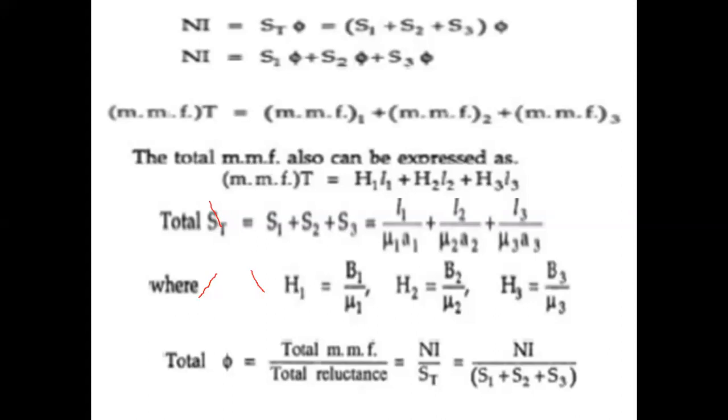Yes, sir. Next line. Total flux, next line mein likho total flux, bracket mein phi likho. Total flux phi equal to total MMF divided by total reluctance, equal to NI divided by ST, and equal to NI divided by S1 plus S2 plus S3. Up to here you write down.